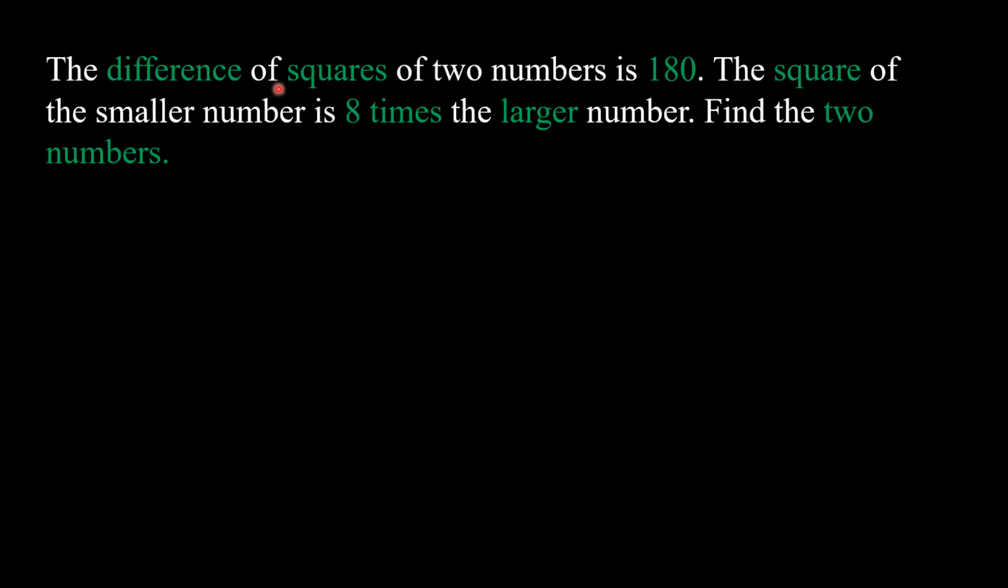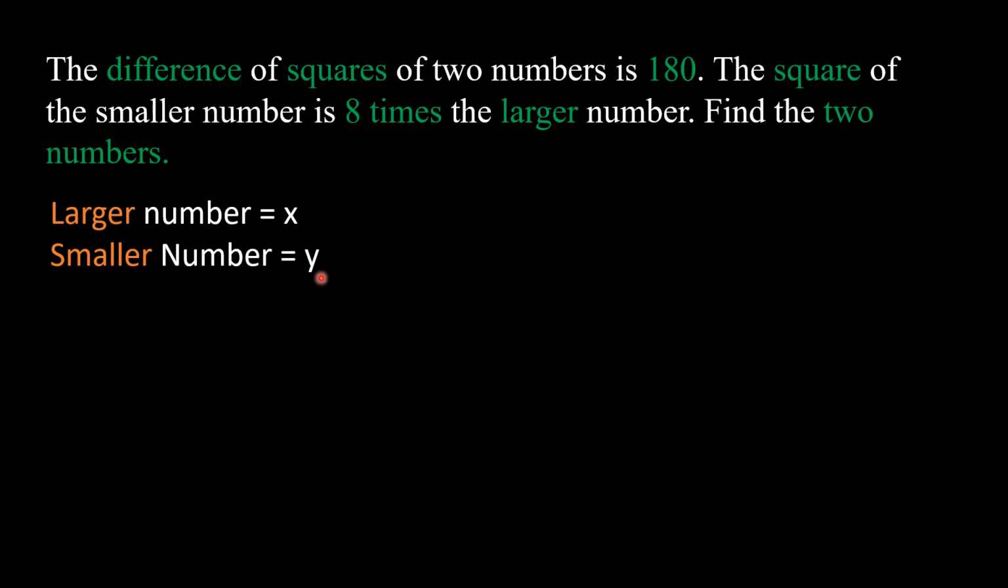The difference of squares of two numbers is 180. The square of the smaller number is 8 times the larger number. Find the two numbers. The difference of squares of two numbers is 180. So there is a larger number and a smaller number. So we will assume the larger number to be x and smaller number to be y.